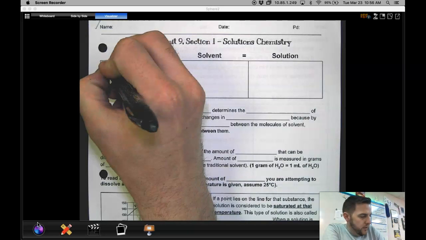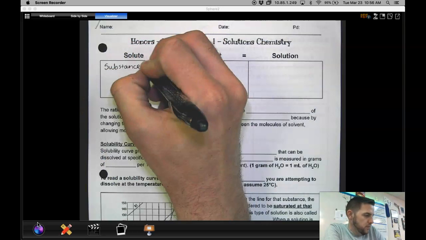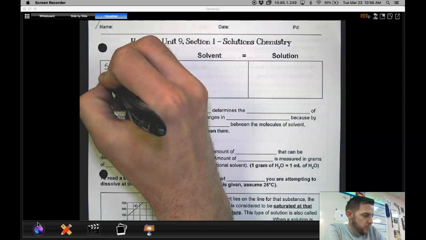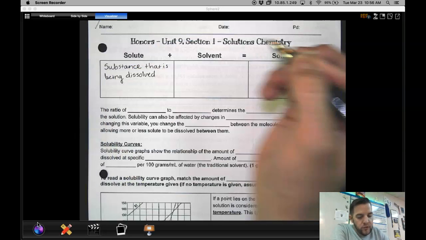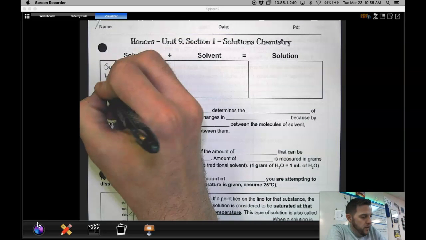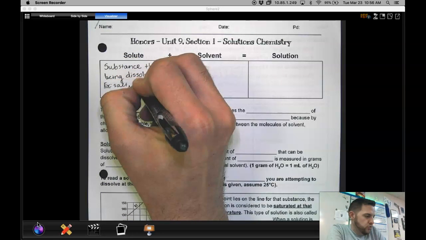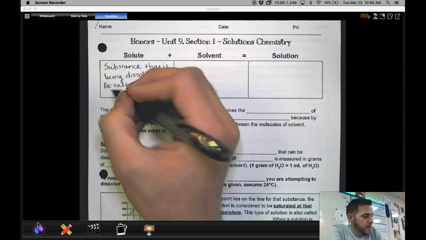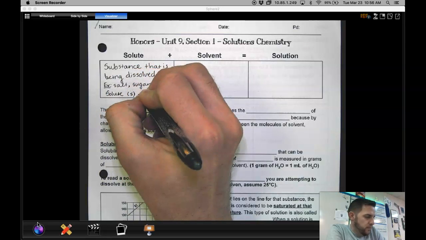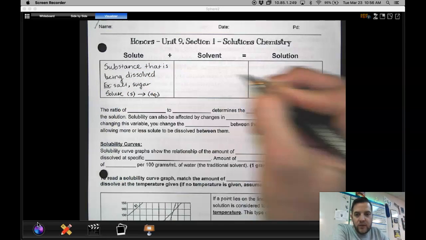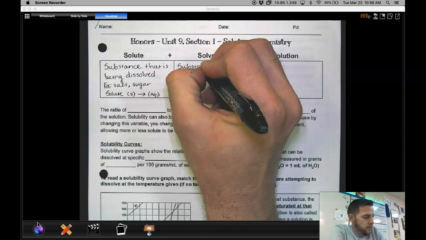So the solute is the substance that is being dissolved. So the solute is the one that is being dissolved. Maybe we're talking about salt or sugar or whatever, okay? And so the solute is usually going to be going from a solid to aqueous state because it's dissolving. It's dissolving in the solvent.